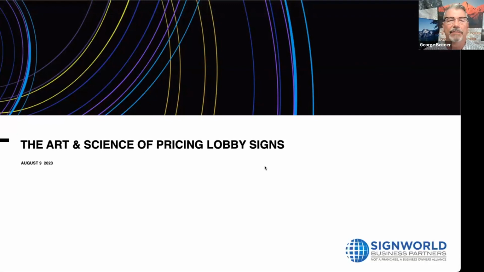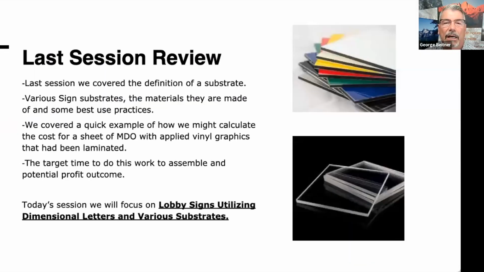Last session we covered the definition of a substrate and various sign substrates and the materials they're made of, and some of the best use practices. We covered a quick example of how we might calculate the cost of a sheet of MDO with applied vinyl graphics that had been laminated, and then the actual target time to do this work to assemble, and potential profit outcome. This particular session will focus on lobby signs utilizing dimensional letters and various substrates.